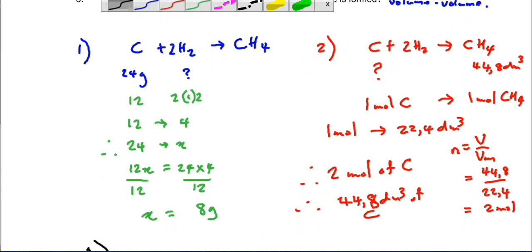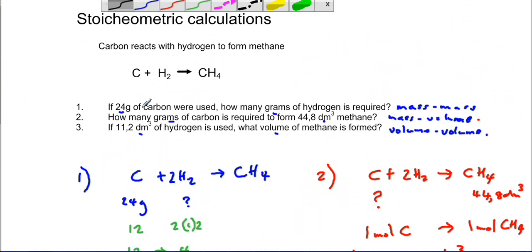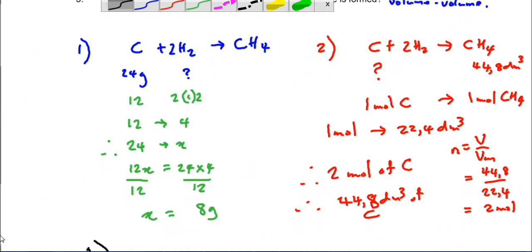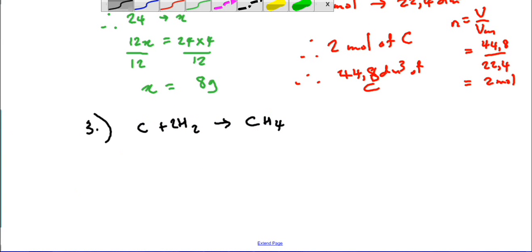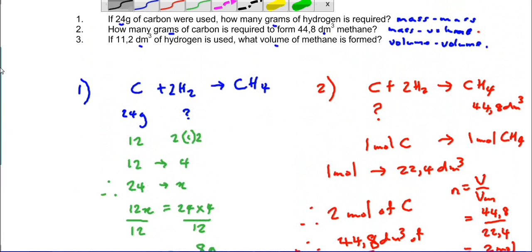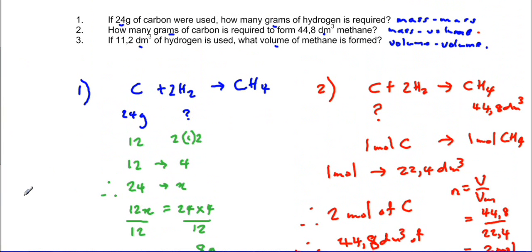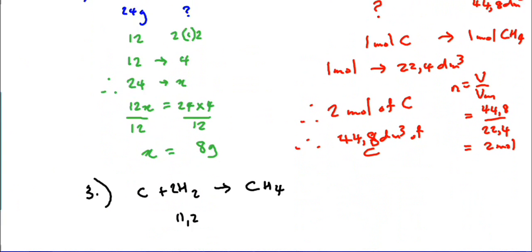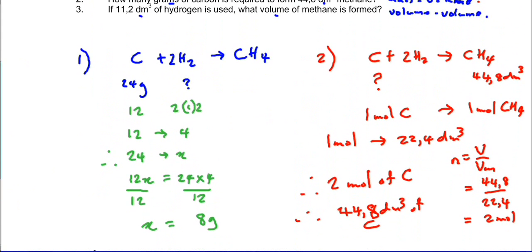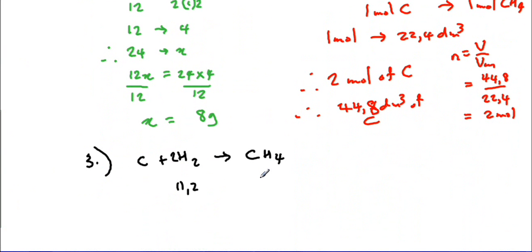Looking at number 3, the question that we have. If 11,2 dm cube of hydrogen is used, what volume of methane is formed? So let's just write the equation again. We have carbon plus 2 hydrogen forming 1 methane. And the question is, if 11,2 dm cube of hydrogen is used, what volume of methane is formed? The volume of methane that will be formed is what we have to find.